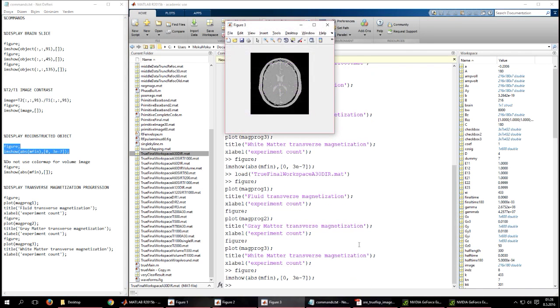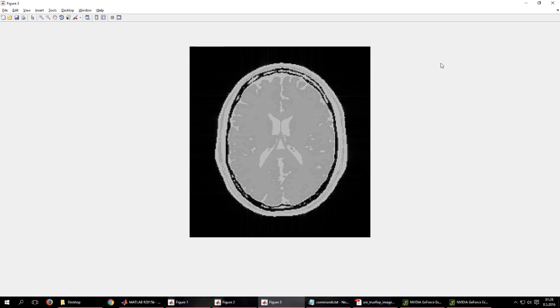As you can see, it is very difficult to visually distinguish white matter from the gray matter in the resulting image.